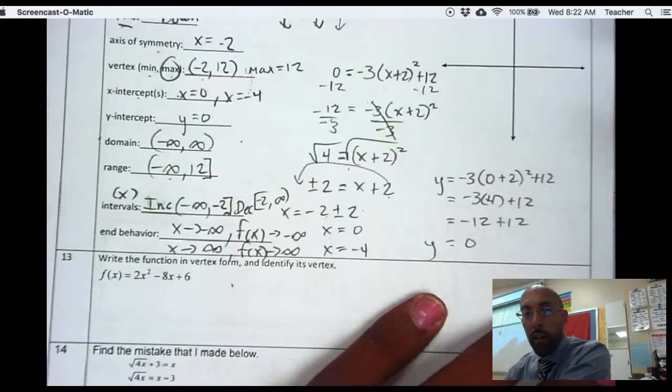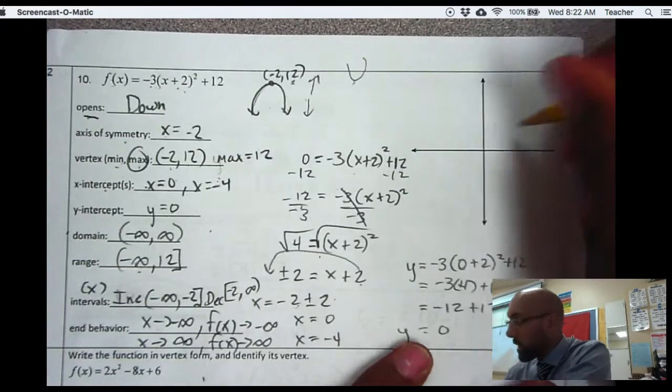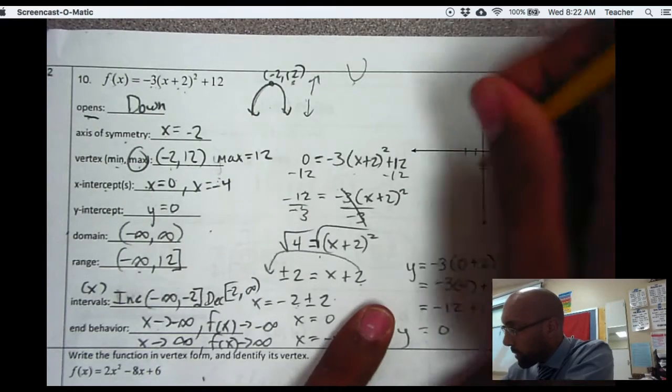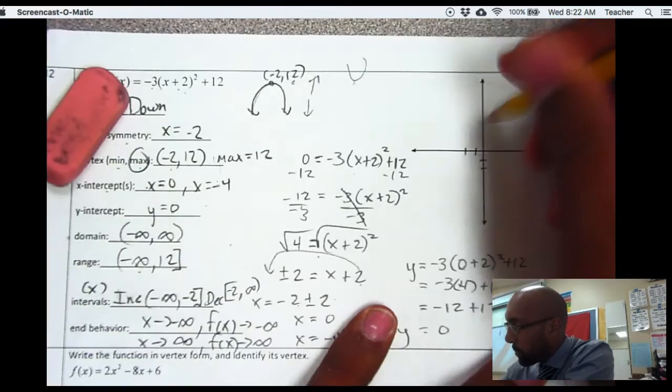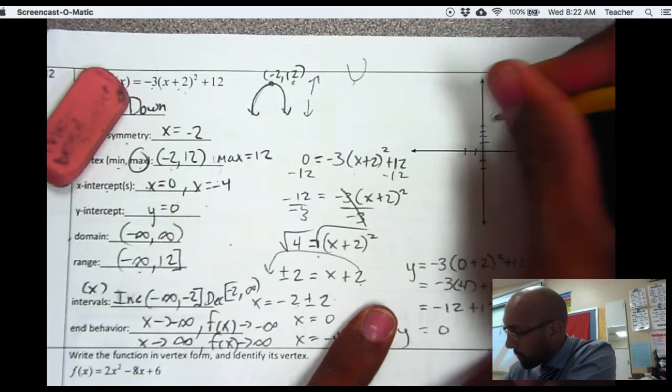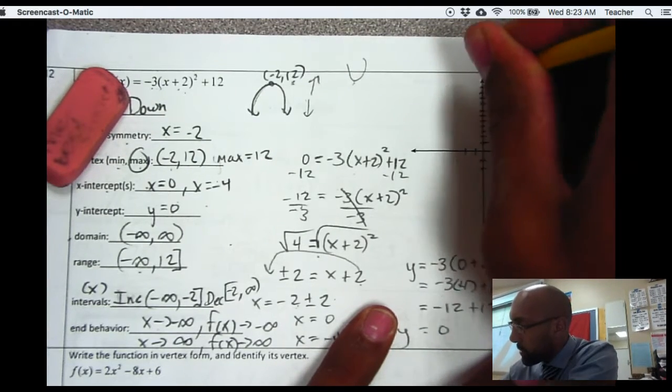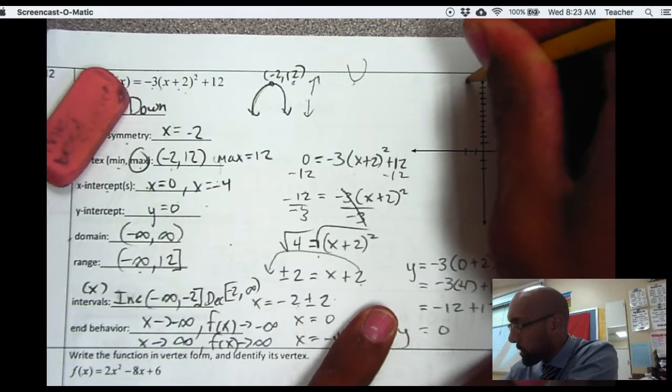Now let's graph this. At negative 2, we're going to go up: 1, 2, 3, 4, 5, 6, 7, 8, 9, 10, 11, 12. So then we go up to here.